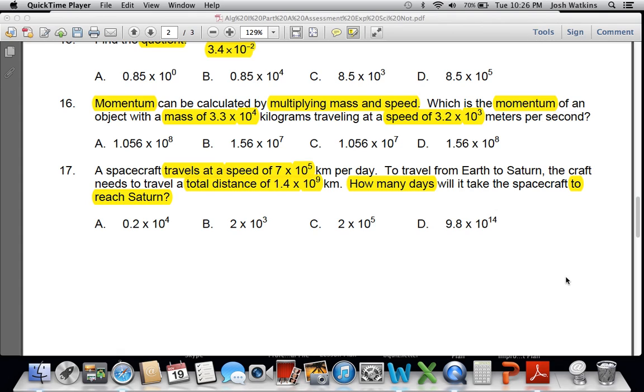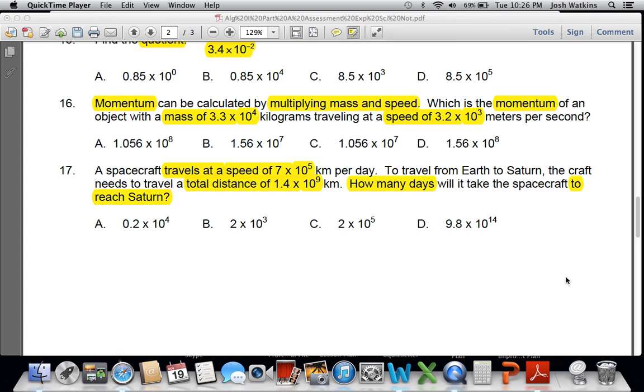So if momentum is calculated by multiplying mass and speed, and it wants to know what the momentum of an object is with the mass of 3.3 times 10 to the fourth kilograms, and it travels at a speed of 3.2 times 10 to the third meters per second. So again, it says momentum can be calculated by multiplying mass and speed.